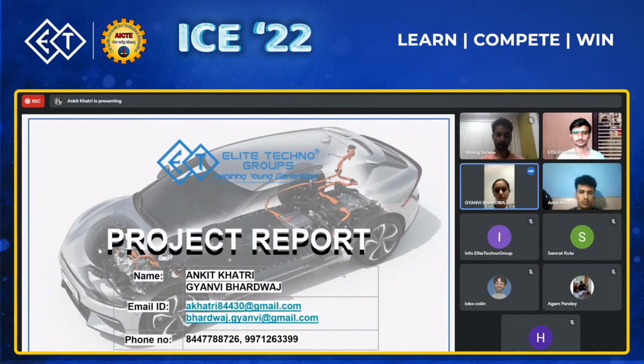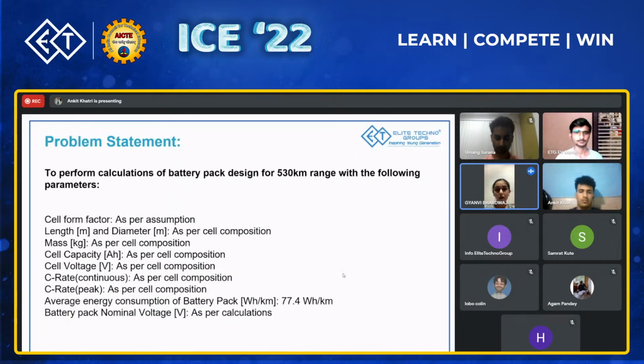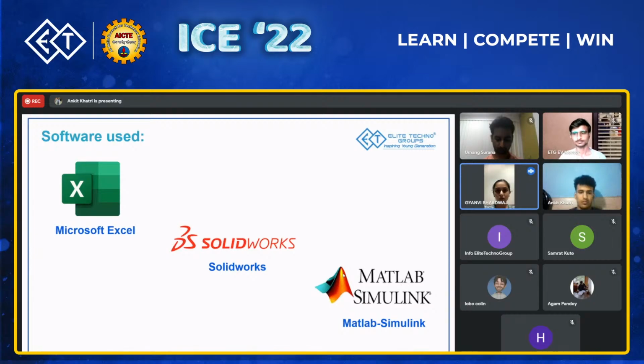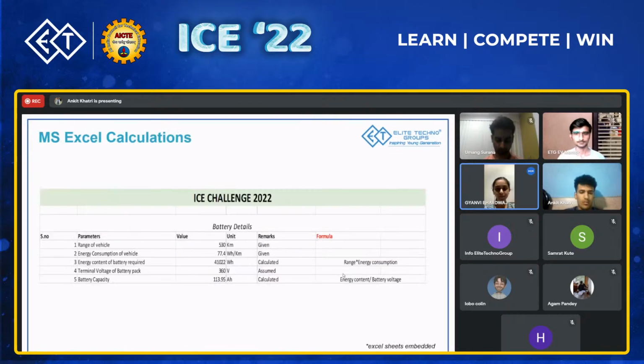So the problem statement is to perform battery pack calculations for a 530-kilometer range when the following parameters were given. The assumed parameters include the cell form factor and the terminal voltage of the battery pack, which is 360 volt in our case. The next slide will depict the software that we have used to carry out the project. These include Microsoft Excel, SolidWorks, and MATLAB Simulink. The next slide will be about the Excel calculations, which Ankit will explain. Over to you, Ankit.